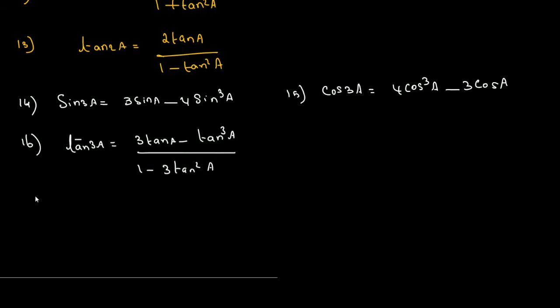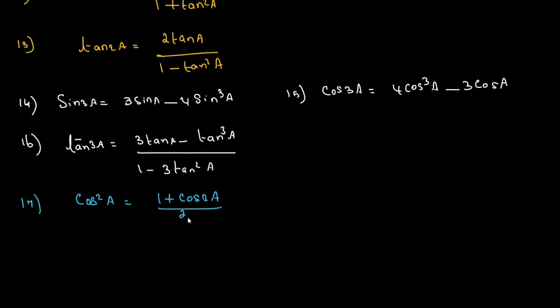Next set, 17th one, cos square A is equal to 1 plus cos 2A by 2.